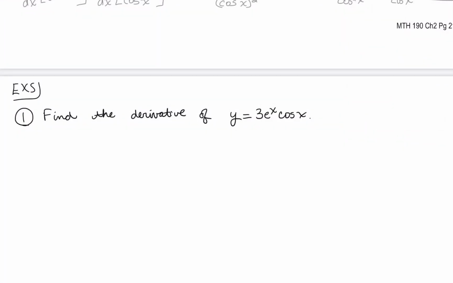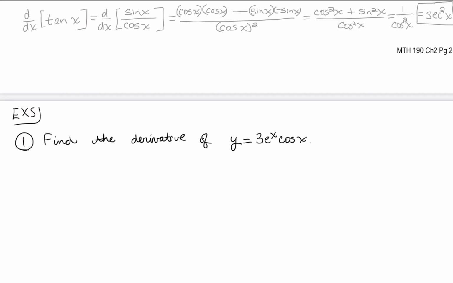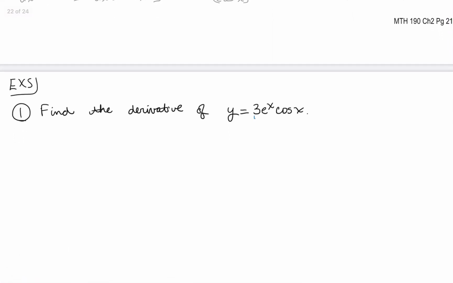Last time we went over what the derivatives of the 6 trig functions are, and now we're going to look at some examples. So find the derivative of y equals 3e to the x cosine x. First of all, like always, we want to be conscious of all the other derivative rules that we have learned, and right here we have a situation of a product of two functions of x. We have an f of x times a g of x. So we need product rule.